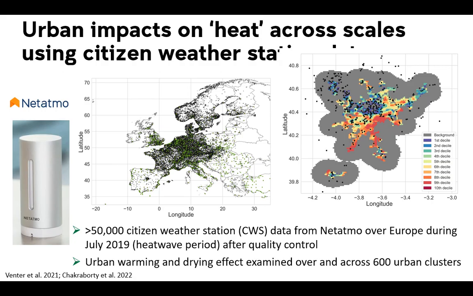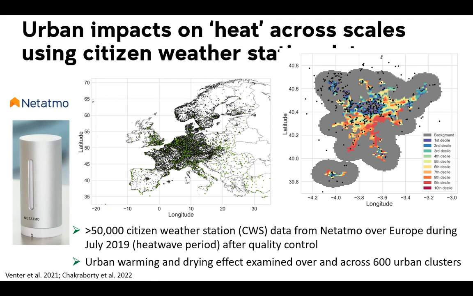So, in a series of studies, we have been looking at how the coupling between different measures of heat varies across scales in urban areas. And in the first study, we looked at citizen weather stations over Europe. So, we had over 50,000 citizen weather stations from this company called Netatmo during the July 2019 heat wave period.